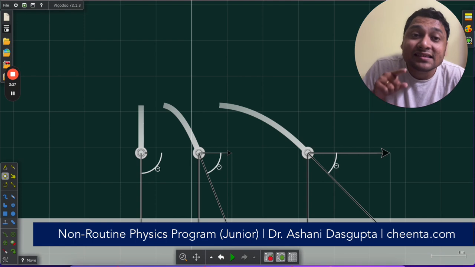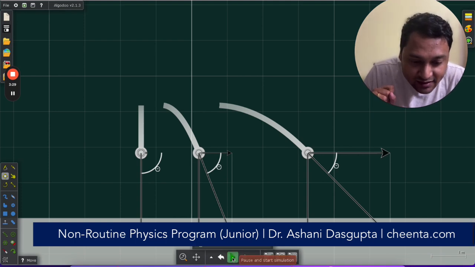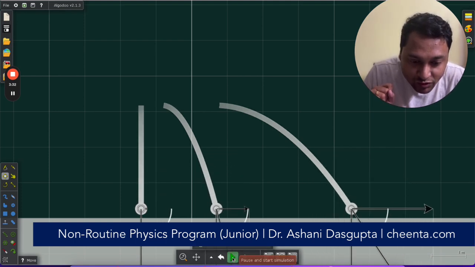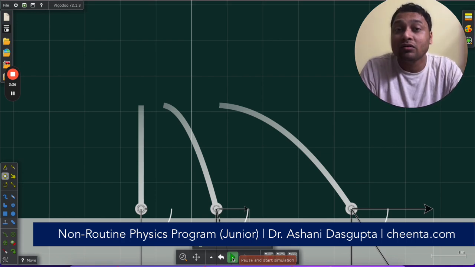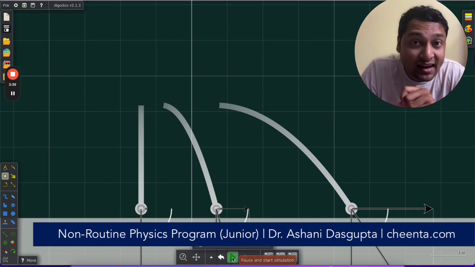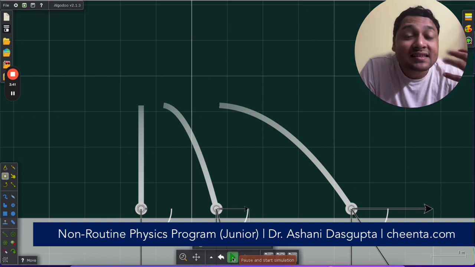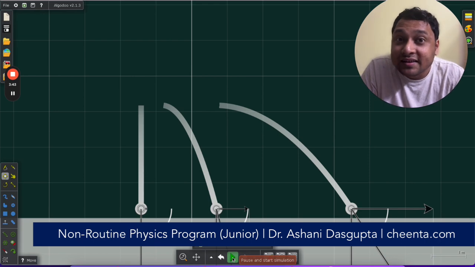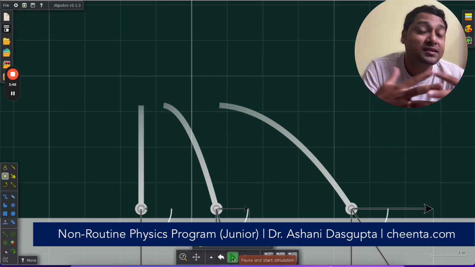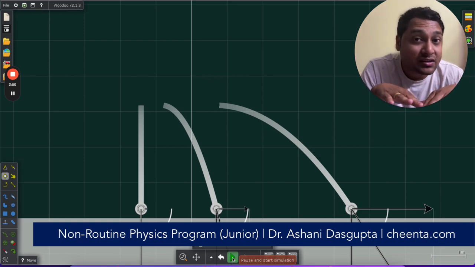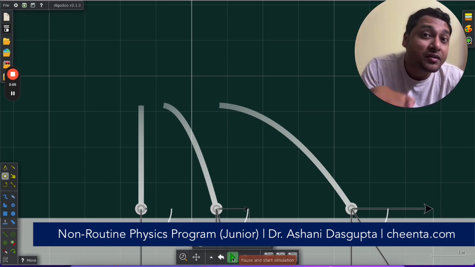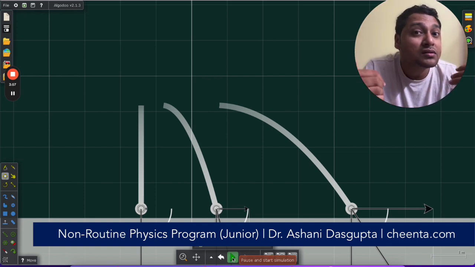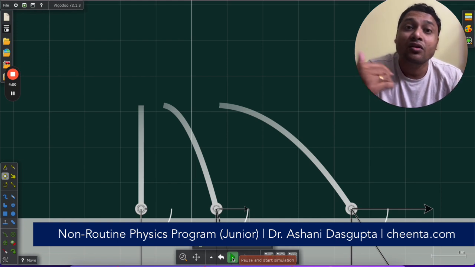So why is that happening? So let's click on the play button one more time. Yeah. So now it is evident that all the three balls will hit the ground at the same time. So why is that happening? The reason is this: the gravitational force that's acting on the three balls is actually the same. So the downward component of the velocity is also the same for all the three balls.